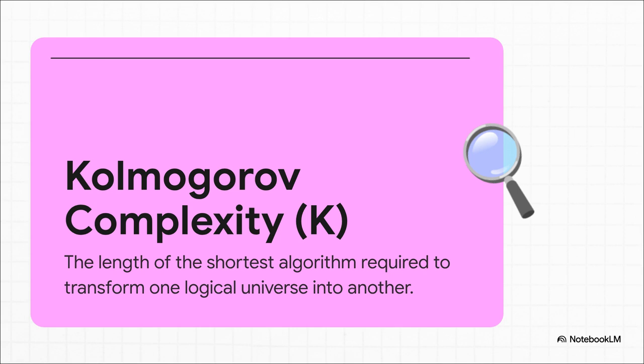Well, the key is this concept called Kolmogorov complexity. The best way to think about it is like this. The distance between two ideas is just the length of the shortest possible recipe, the shortest computer program that can turn one idea into the other. If you need a really long, complicated recipe, well, those two ideas are very far.